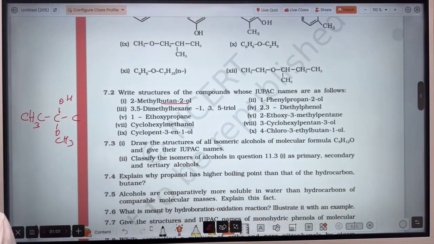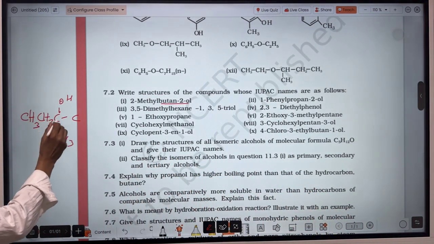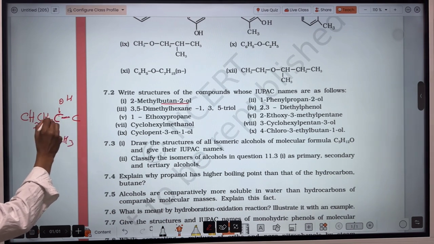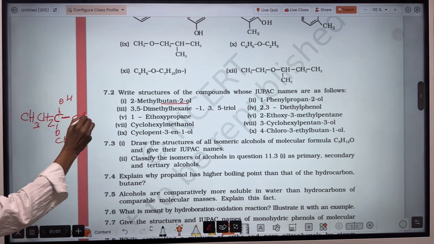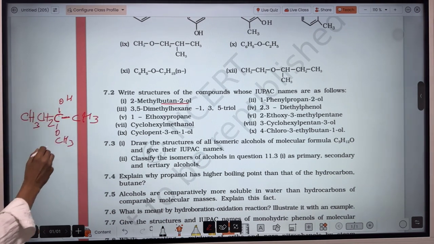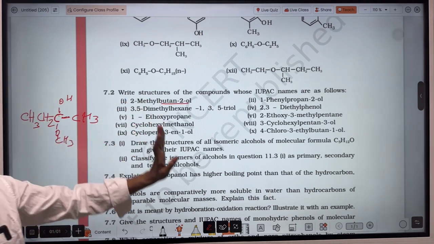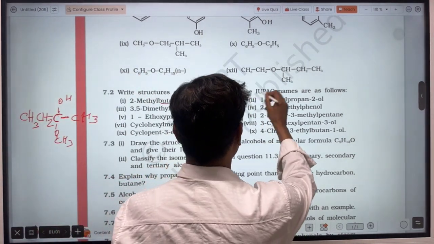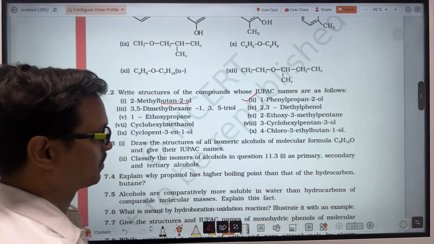So this one here, CH3, here already 4 valency has been satisfied, so no hydrogen here, but here, so that is this one. So that is the structure of the compound. Second question I am also doing, 1-phenylpropan-2-ol.